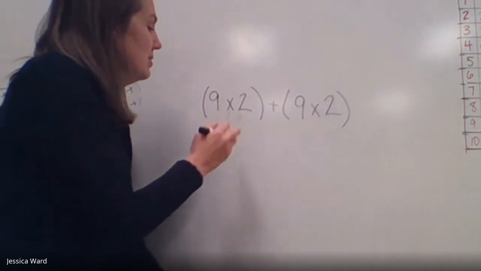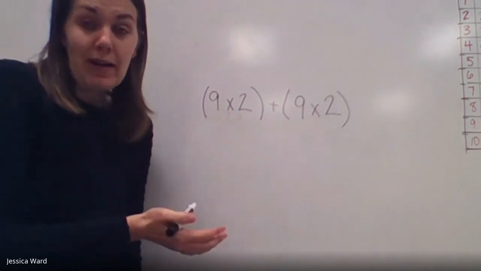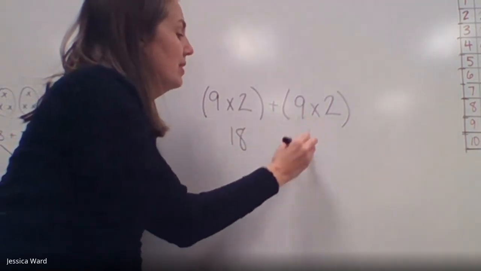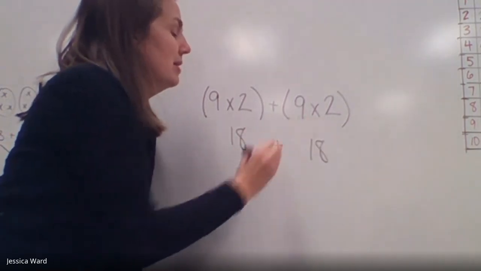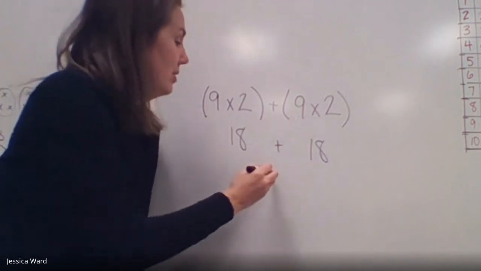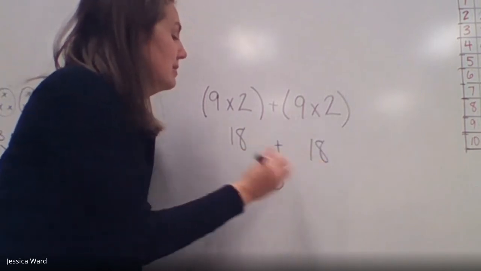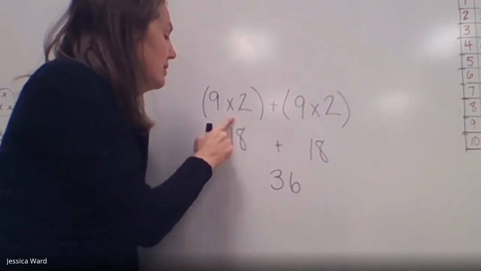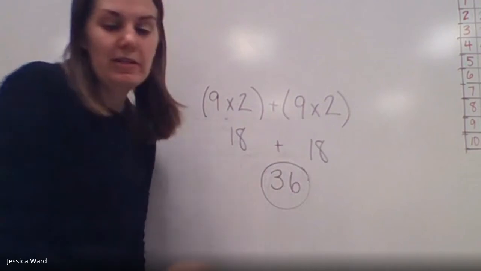We have 9 times 2. I know that that's a double stack, so I'm going to get 18 here. I have the same fact over here, so I'm also going to have 18. When I add them together, I'm going to get a total. 8 and 8 is 16. I have 1, 2, 3 tens now for a total of 36 for number 8.